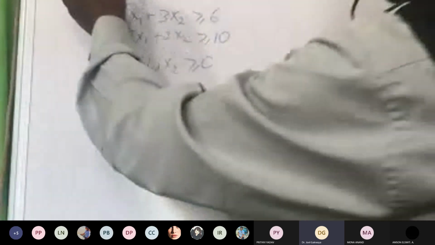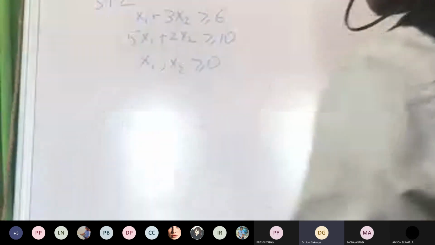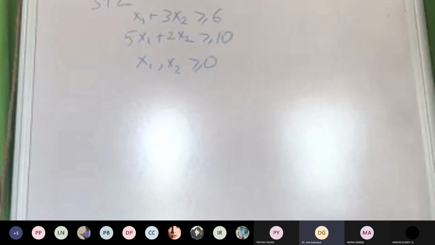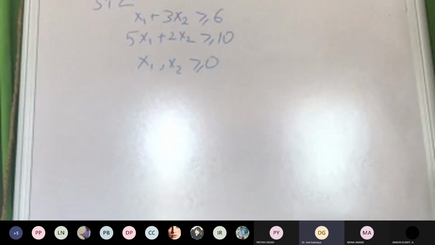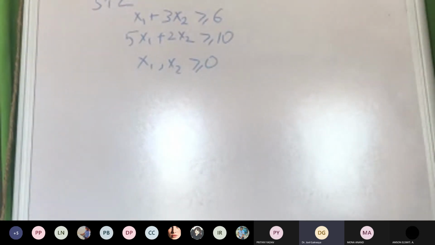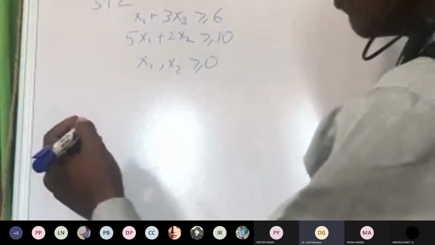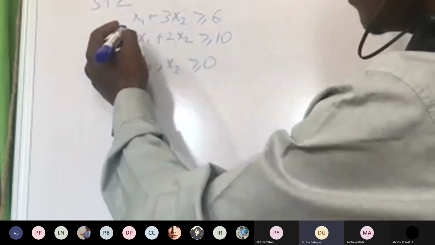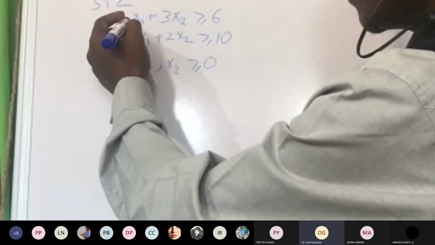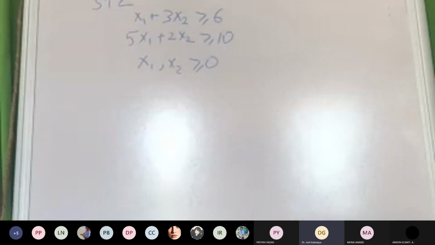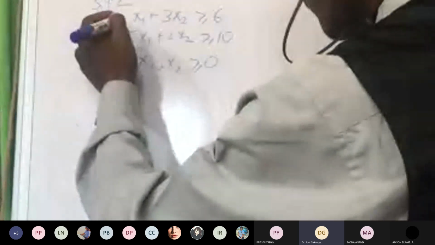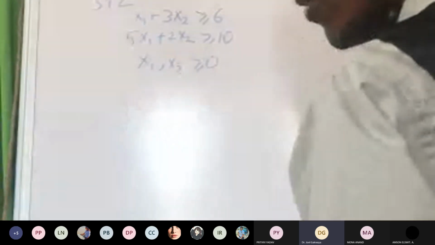As you can see, we want to find the minimum cost for our objective function. Clear? So the objective function for us is to minimize the cost. So the first thing we do, as you remember, is convert these inequalities into equations. We are going to convert these constraints into equations.